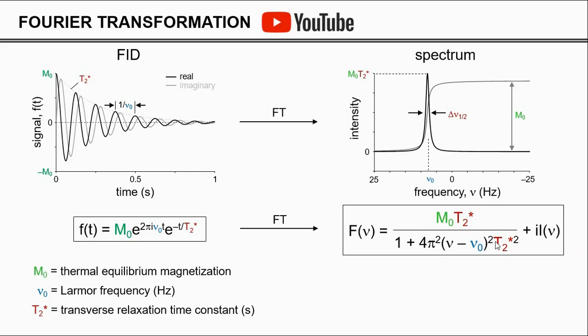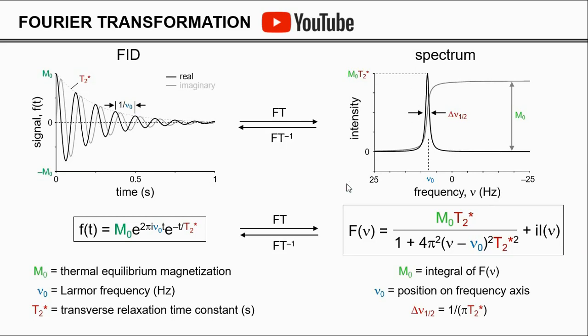It has a real component that is shown. It also has an imaginary component, and I'll talk about that in a few slides from now. So again, the M0 is now proportional to the area under the curve. The frequency can be read from the horizontal position, and the T2 star is equal to 1 divided by pi times the frequency width at half maximum. So all the three parameters that describe the FID also describe the spectrum. As I mentioned in the earlier video, Fourier transformation is reversible, again underlying the fact that the parameters in the time and the frequency domain are essentially the same.